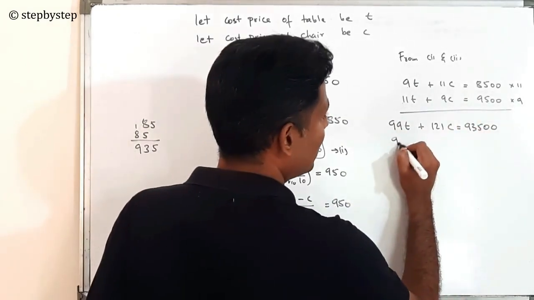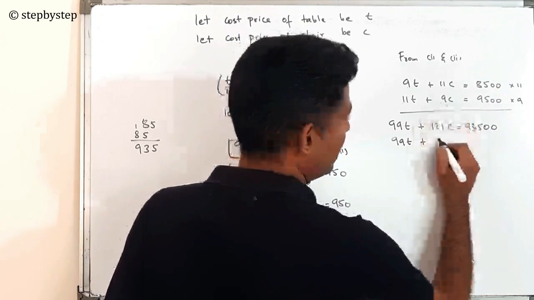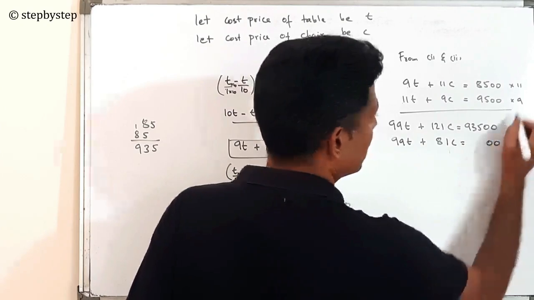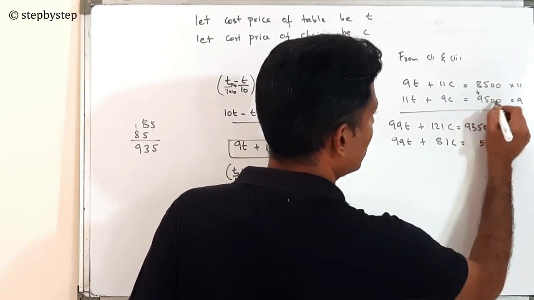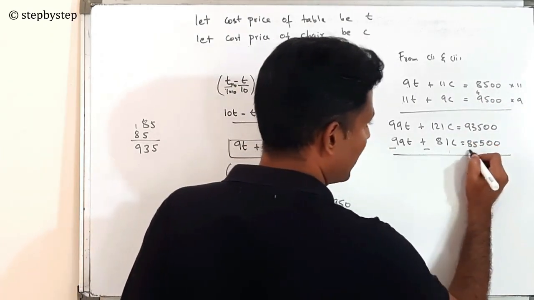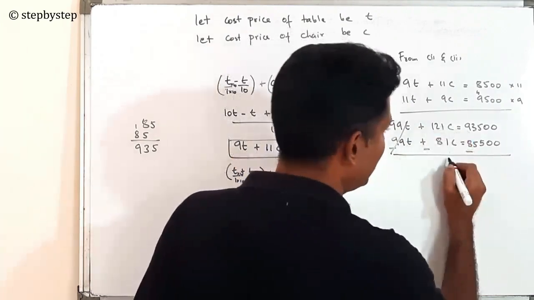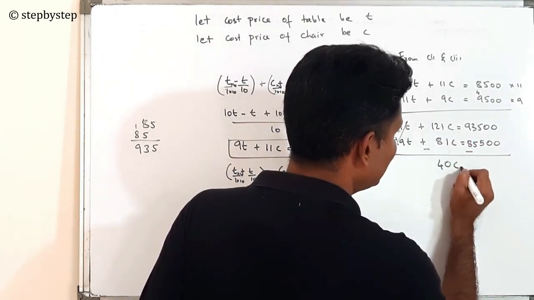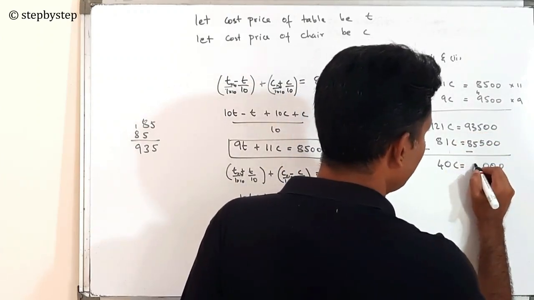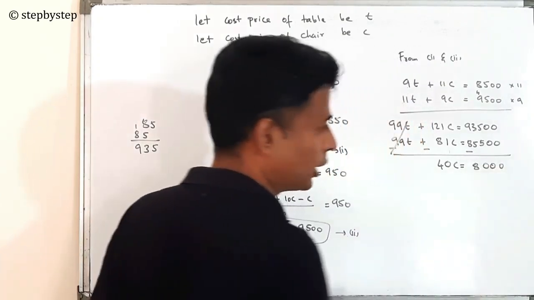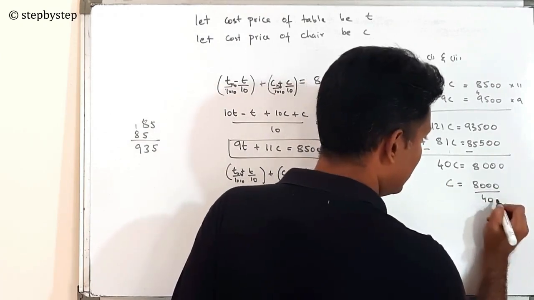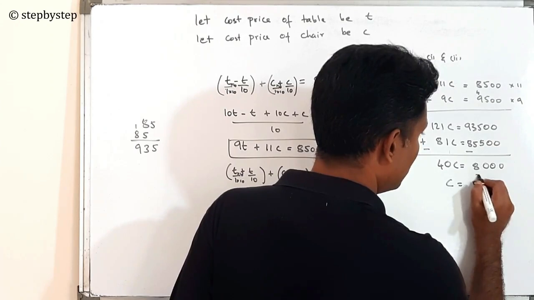Now 9 into 11, 99T, plus 9 into 9, 81C, equal to 9 into 9500, which is 85500. So I got this. Now I'll subtract. This cancels. 121 minus 81, 40C, equals 93500 minus 85500, which is 8000. So I get 40C equal to 8000. So C is equal to 8000 by 40, which is 200.